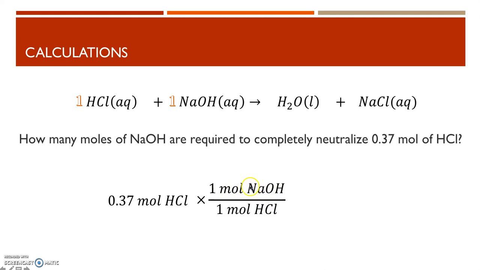So I've got 1 mole of NaOH, and that's because there's a 1 in front of NaOH in the balanced chemical equation. And I've got 1 mole of HCl because there's 1 mole in the balanced chemical equation. And so I've got 0.37 moles of NaOH. That's pretty straightforward. I hope you think it is straightforward.